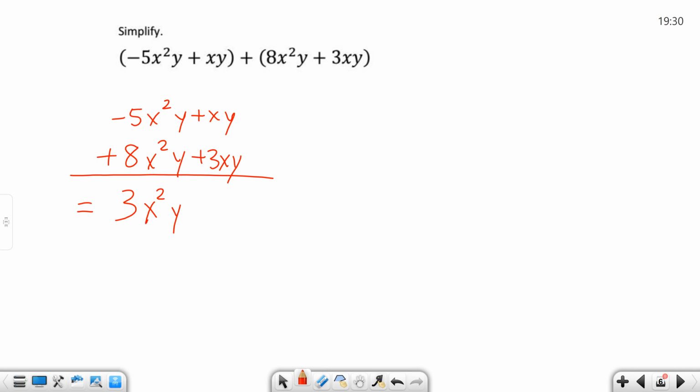Those are like terms. And then this is one of them. We don't write it, but it's one. So 1 plus 3 is going to be plus 4 of those xy terms. So 3x squared y plus 4xy.